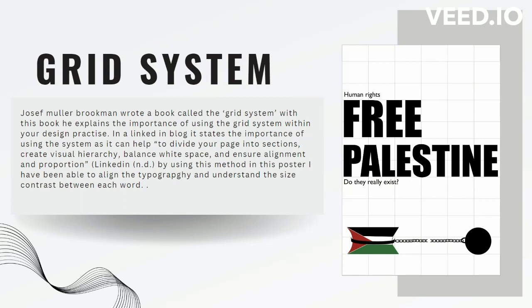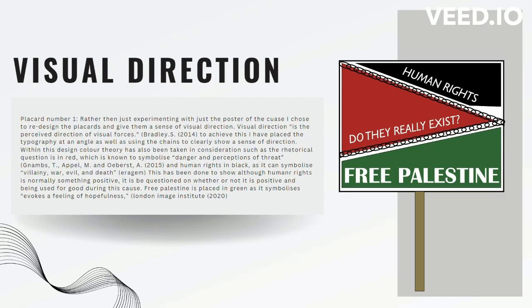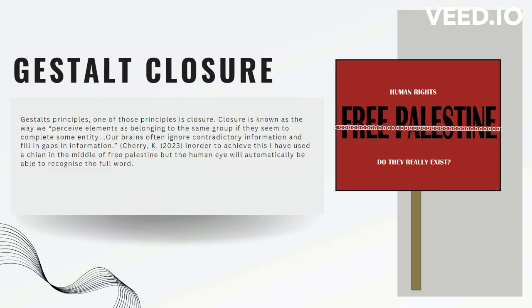My first design was based on Josef Müller-Brockmann's grid system. This helped me achieve a clean and professional layout. Next was achieving visual direction. To achieve this, I have placed the typography at an angle as well as using the chains to clearly show a sense of direction.